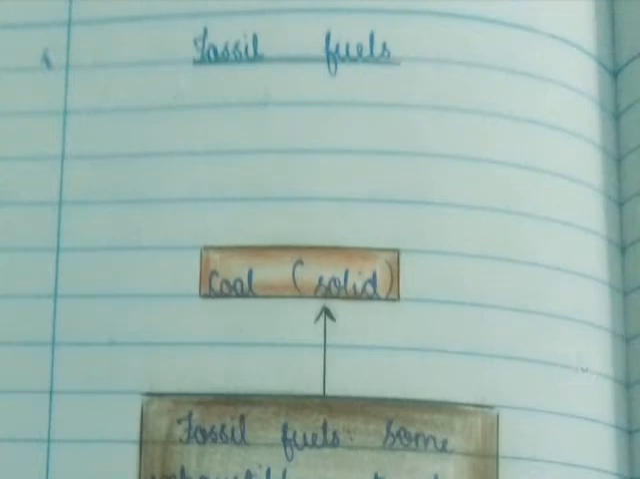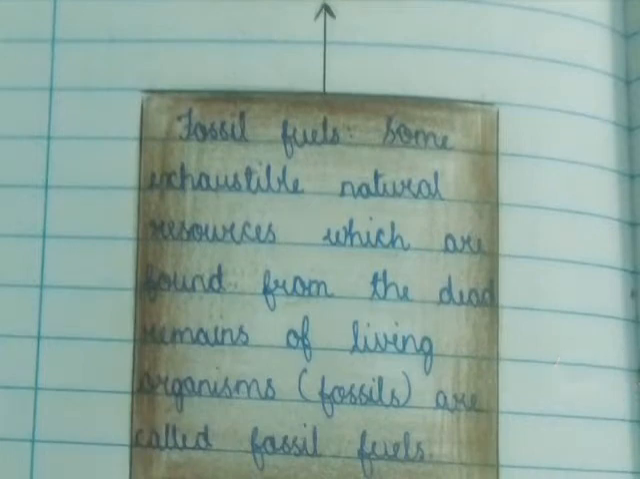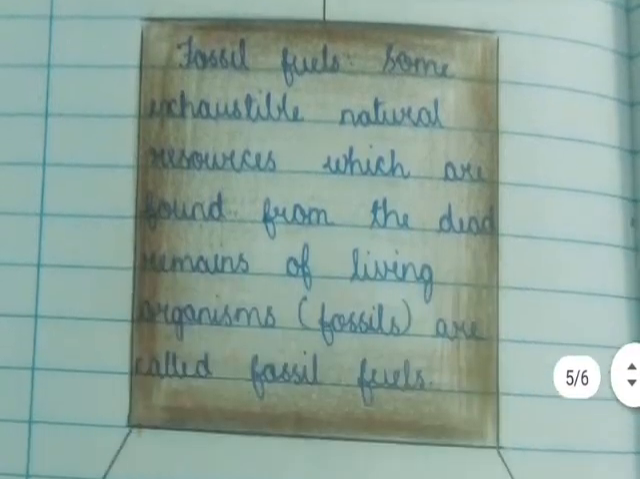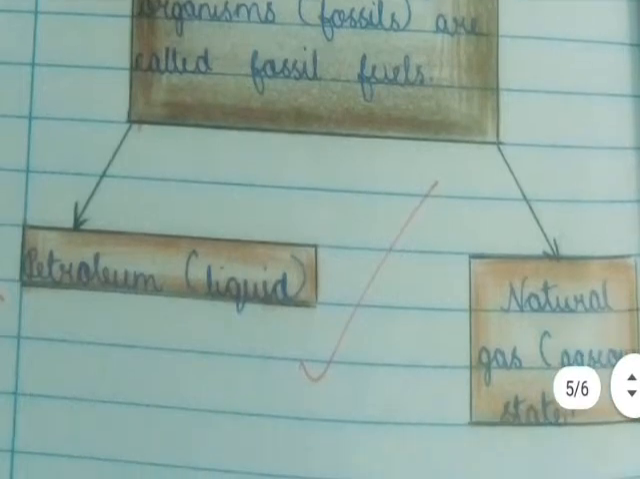Fossil fuels. Some exhaustible natural resources which are found from the dead remains of living organisms are called fossil fuels. Types of fossil fuels. Coal is a solid state fossil fuel. Petroleum is a liquid state fossil fuel. Natural gas is a gaseous state fossil fuel.